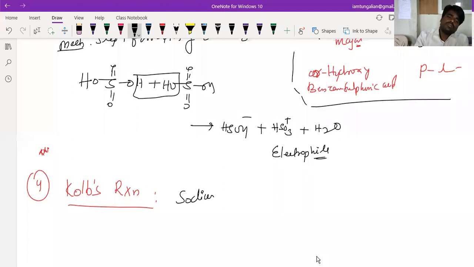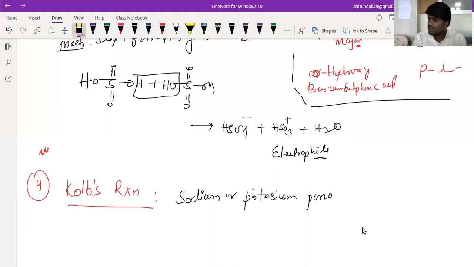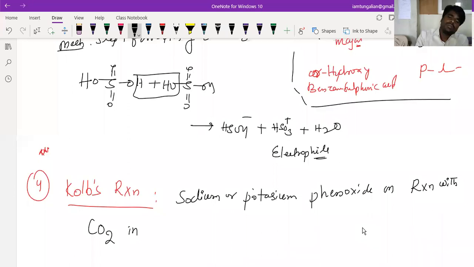Sodium or potassium phenoxide, on reaction with carbon dioxide at 403 to 413 Kelvin.